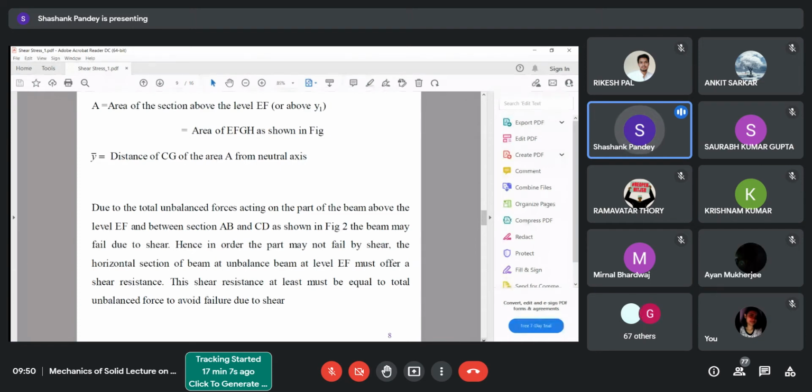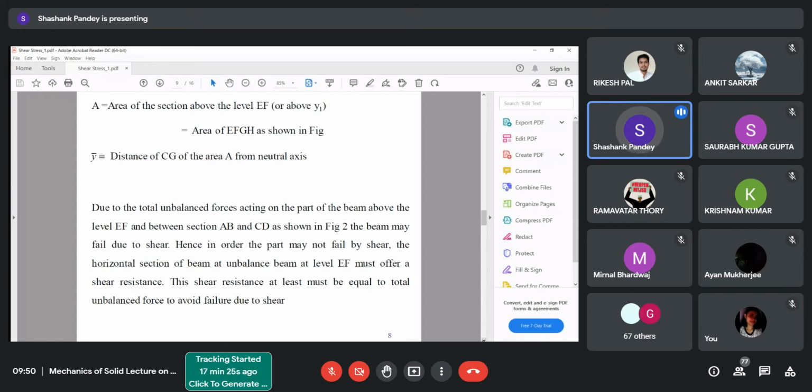Due to the total unbalanced force acting on the part of the beam above the level EF and between section AB and CD, as shown in the figure, the beam may fail due to shear. Hence, in order that the part may not fail by shear.